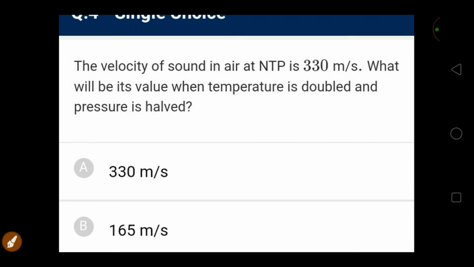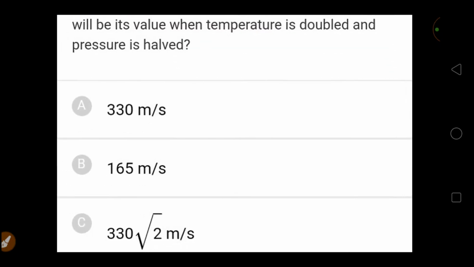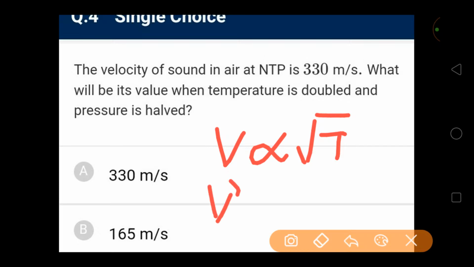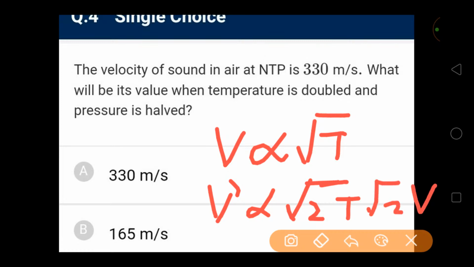The velocity of sound in air at NTP is 330 meter per second. What will be its value when temperature is doubled and pressure is halved? We know that the velocity of sound in air is proportional to square root of temperature. So when temperature is doubled, what happens? So root 2 into V.